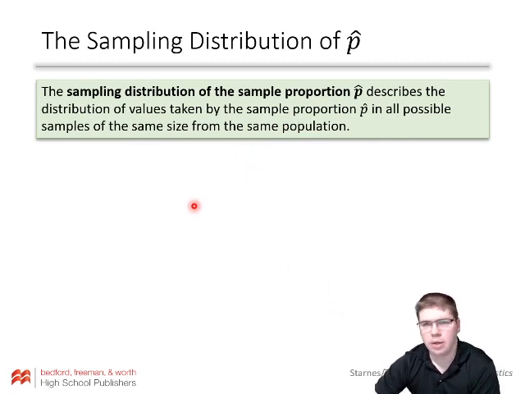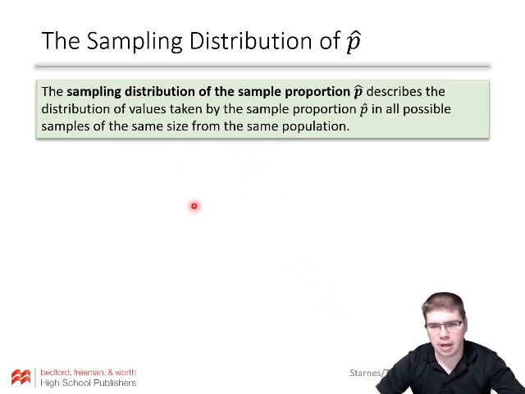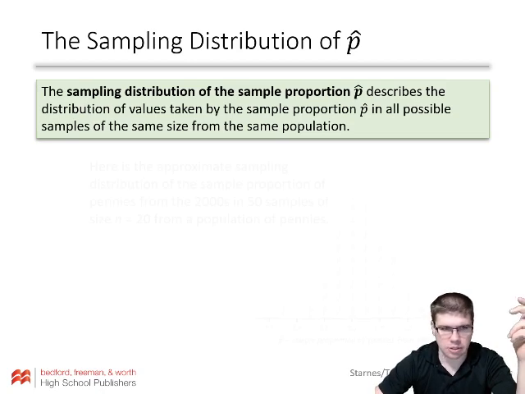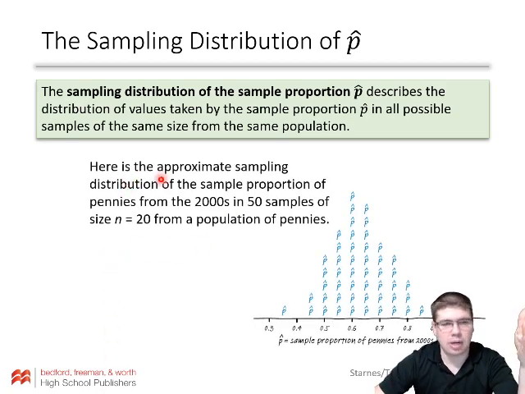So if we wanted to know the proportion of people that are going to vote a particular way, we could go out and get a sample of those individuals, and that proportion would change from sample to sample. And so if we did all those samples and plotted all those p hats, we would end up with a sampling distribution. So here's an example, an approximate sampling distribution.